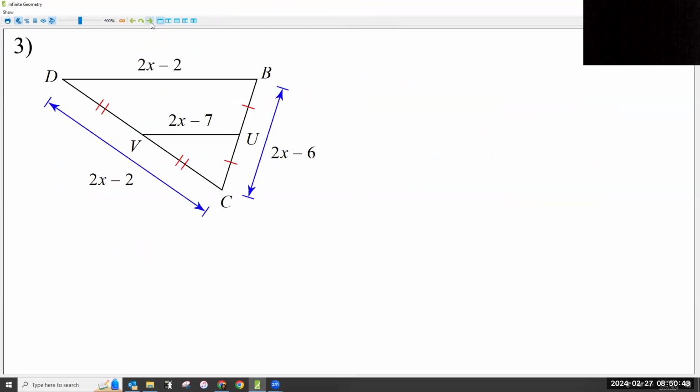We throw some x's in here. We need to set up an equation. All right. Now remember, this is half of that one, or I can think this one's double. So what I'm going to do is I'm going to take this one. I want these two to equal each other. Okay. I want that 2x minus 2 to equal 2x minus 7.